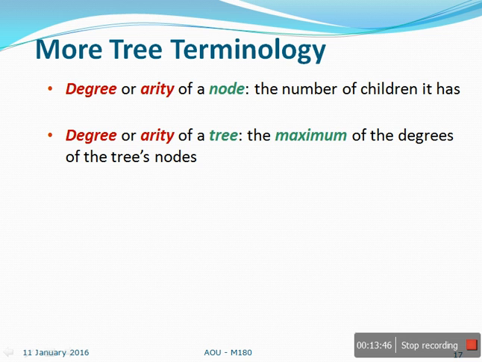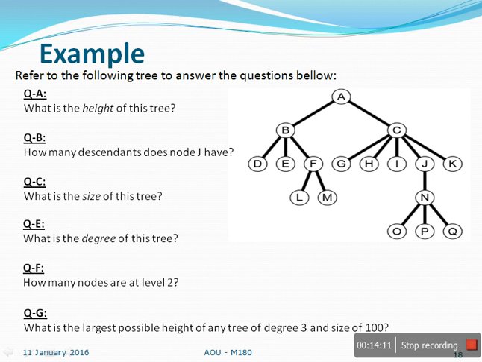Now let's see the degree of a node and the degree of a tree. The degree of a node, also called the arity of a node, is the number of children of that node. And the degree of a tree is the maximum degree of the tree's nodes. The node in the tree which has the maximum degree gives the degree of the tree. So let us take this tree, and we'll try to answer the following questions with the help of this tree. Now what is the height of the tree?